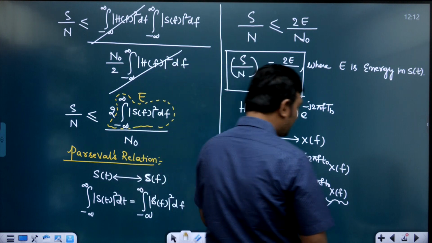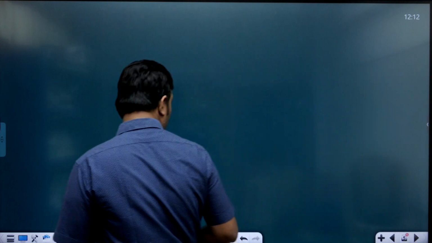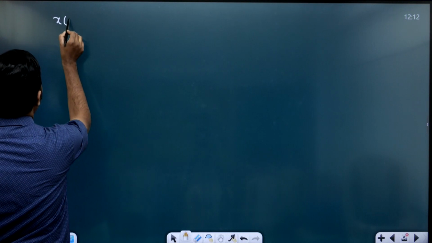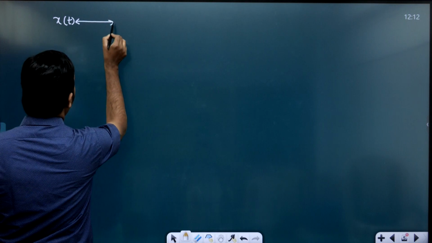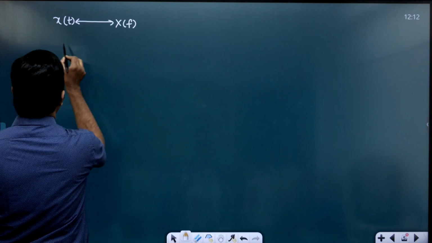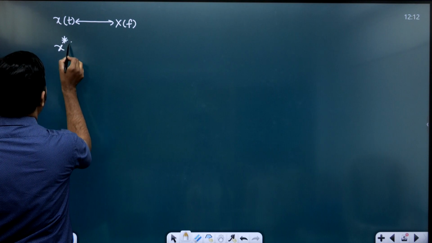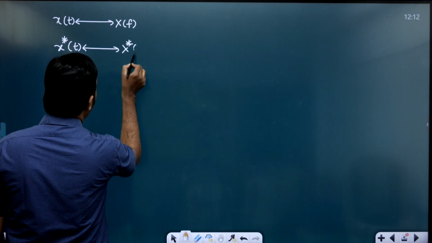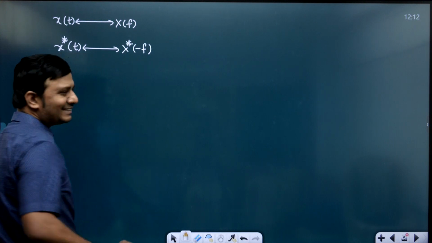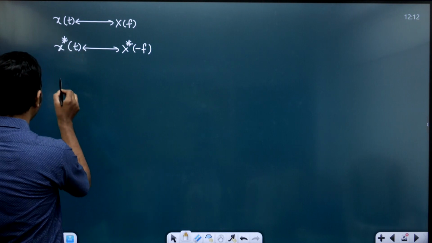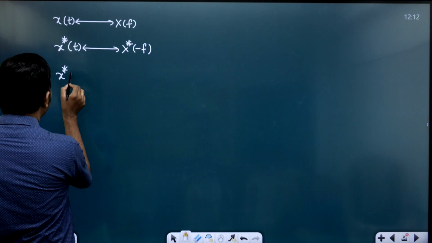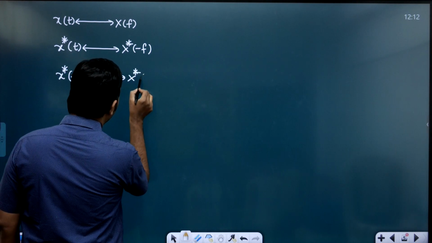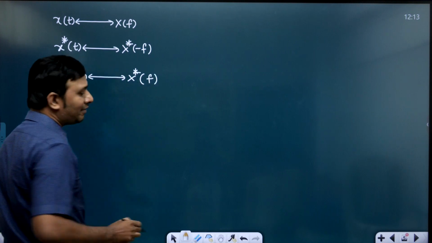And one more property you have to recollect, that is the conjugation property, which says that if the signal x of t forms a Fourier transform pair with X of f, then x star of t forms a Fourier transform pair with X star of minus f. What happens if I take the reversal? Reversal in time domain has the equivalent effect of reversal in frequency domain.